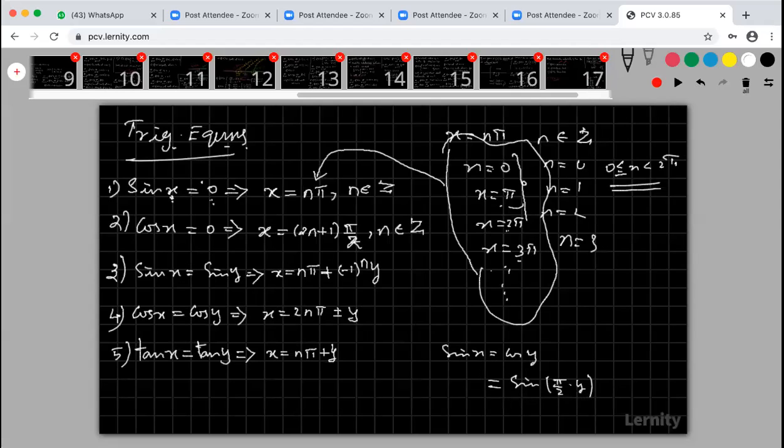What is sine(90 minus theta)? It is cos theta. Now this is your x, take this as your y. Sin x is equal to sin y, and this is a general solution. In place of y, you take it as π/2 minus y, and in place of x, you take x. Is it okay? Similarly, you can convert everything and write the general solution. So these five are very important. Please try to understand these five trigonometric equations and their solutions.